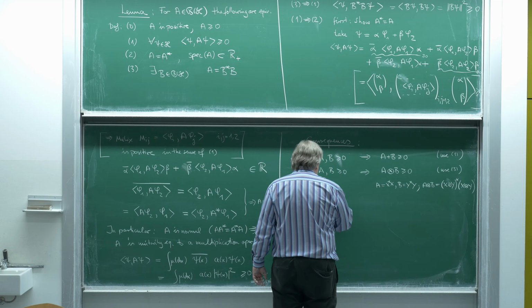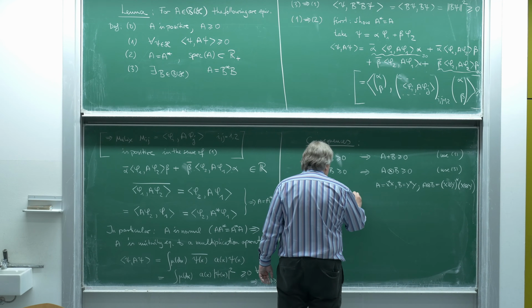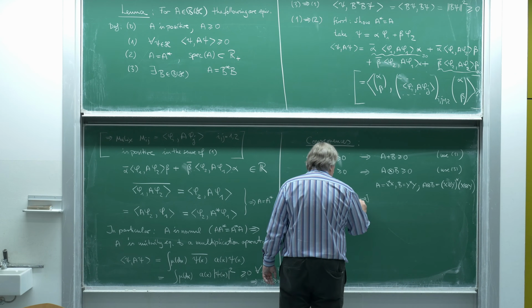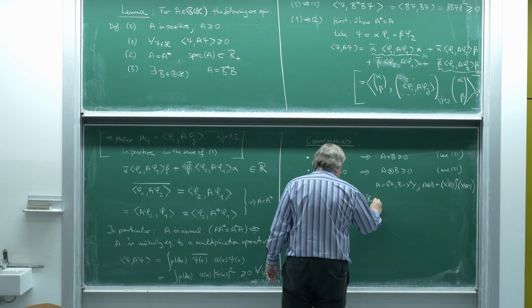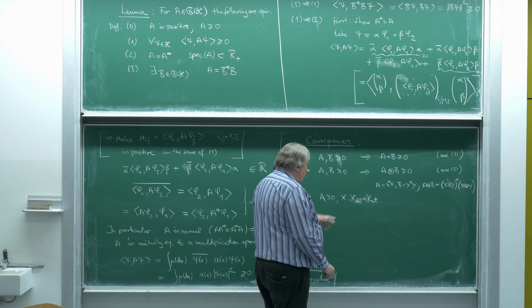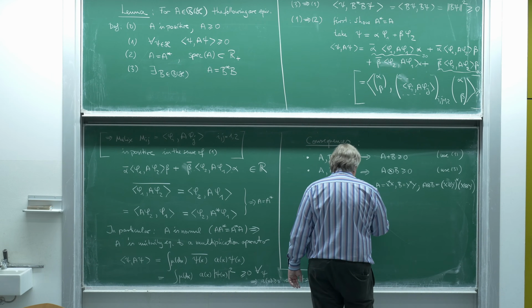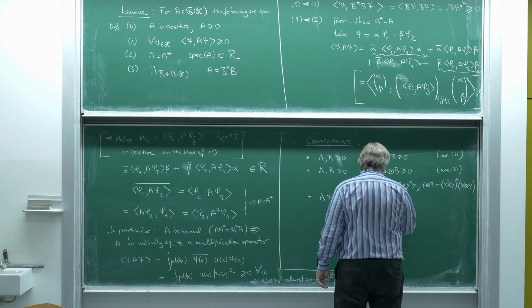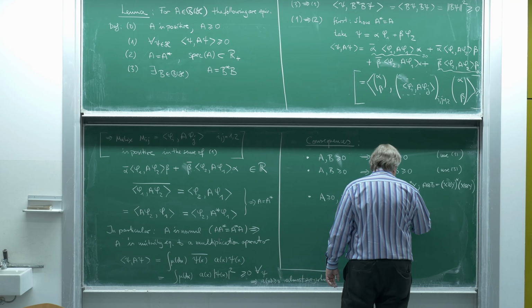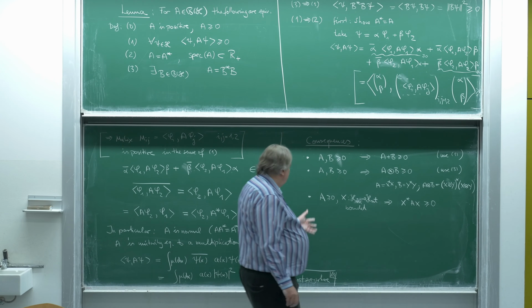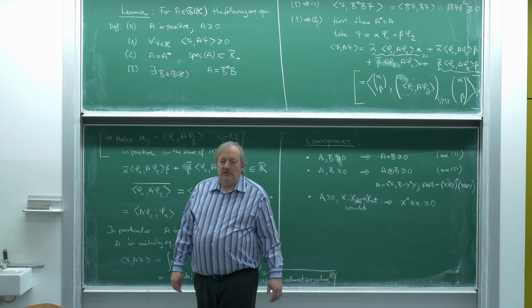Now, if A is positive and X goes from H in to H out, A is any bounded linear operator, then X could be between different spaces, right? So, okay, which definition would you use?